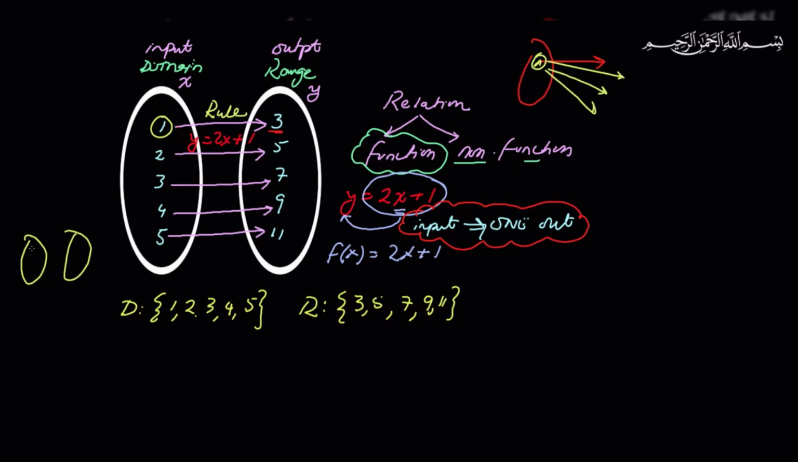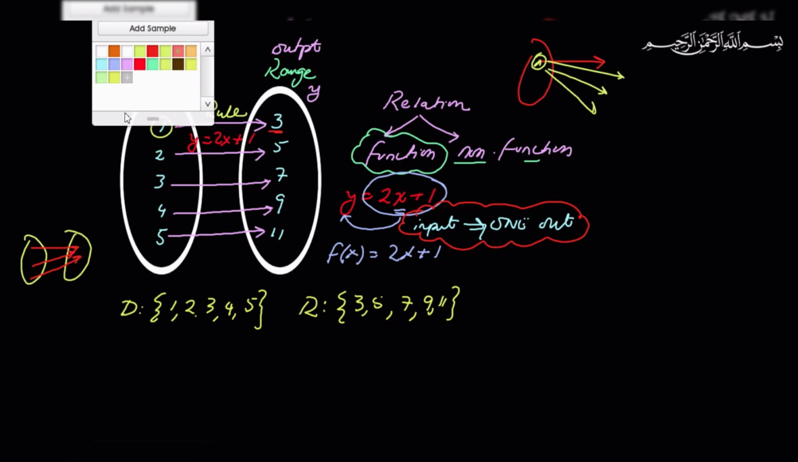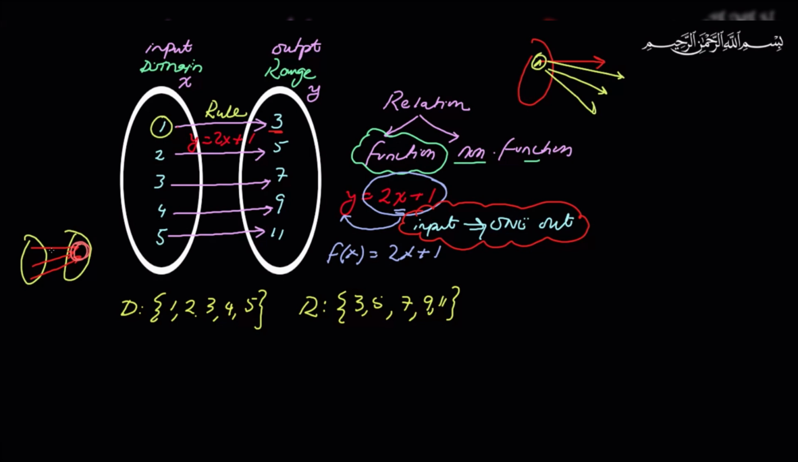Now that doesn't mean that different inputs can't give the same output, and that's okay. Different inputs can give the same output. That's still a function. But for a relation to be a function, every input must give only one output value. So this particular relation that I've drawn for you over here is a function.